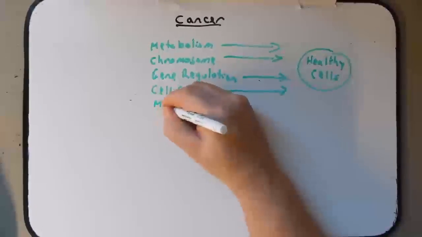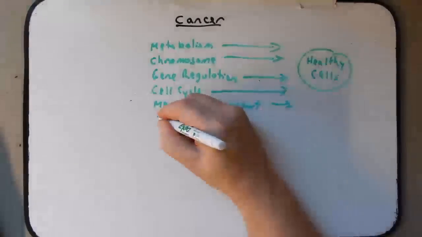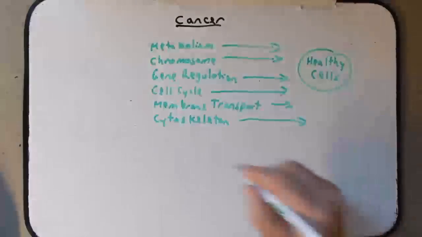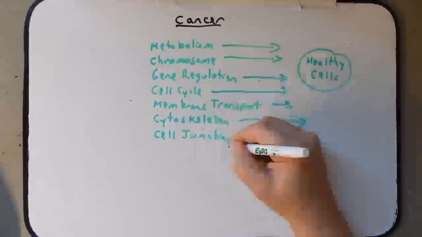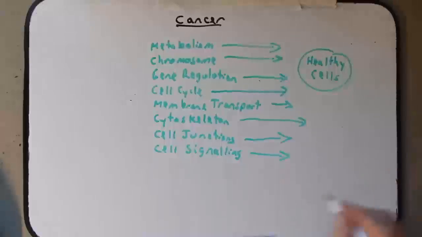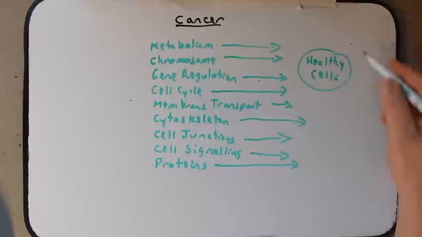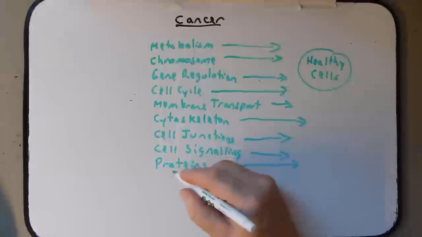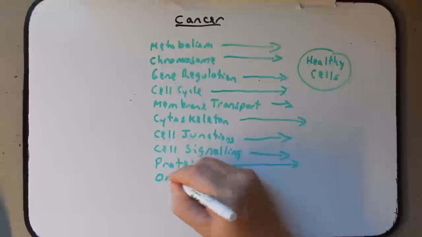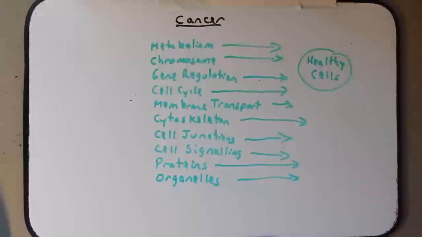We've talked about membrane transport and its relation to a healthy cell. We've talked about the cytoskeleton, the three different kinds that help make this healthy cell. We've talked about cell junctions and cell signaling and their relation to healthy cells. We've talked about how we make proteins and how that helps make our healthy cell. And in that same conversation, we talked about enzymes and cellular reactions. We've talked about organelles and the functions of those organelles and how that's important in healthy cells.